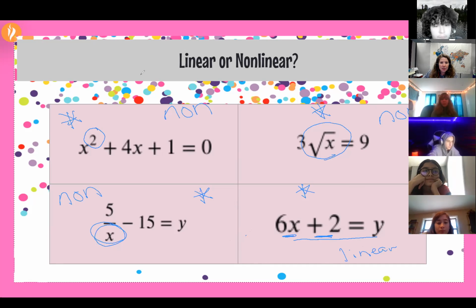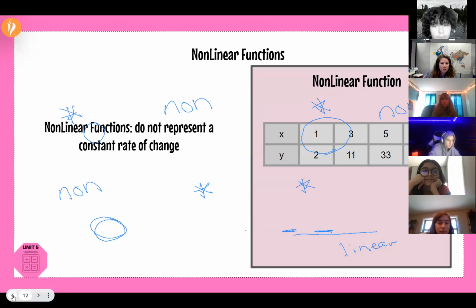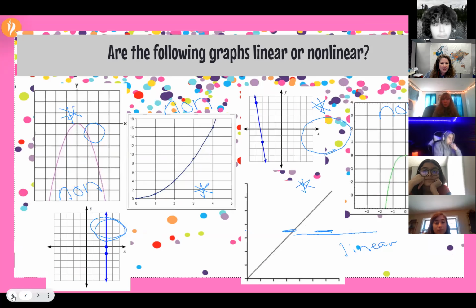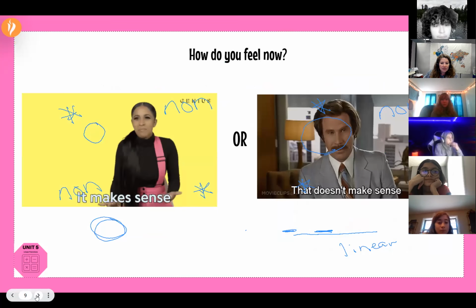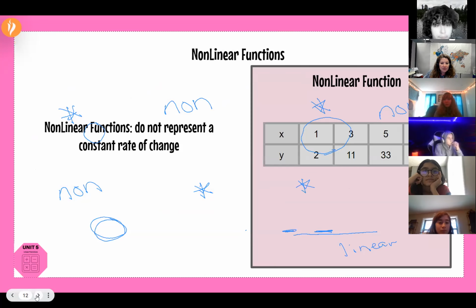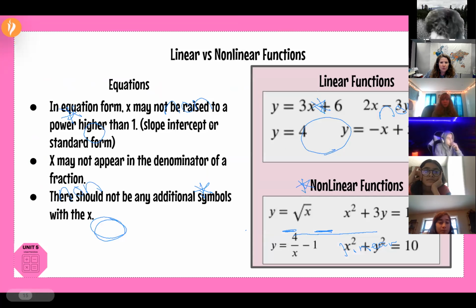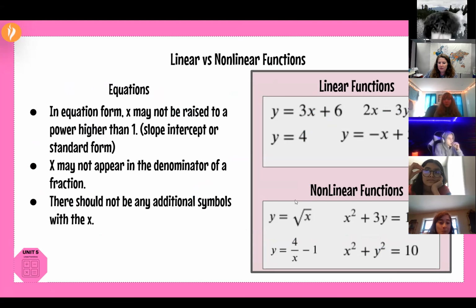That's it. But just to remind you real quick, the rules that we were just talking about are on this slide, right? I passed it. Where's the rules? Here they are. These are your rules for non-linear functions. Your x cannot be connected to a symbol. You can't have an exponent greater than 1, and x cannot be in the denominator.